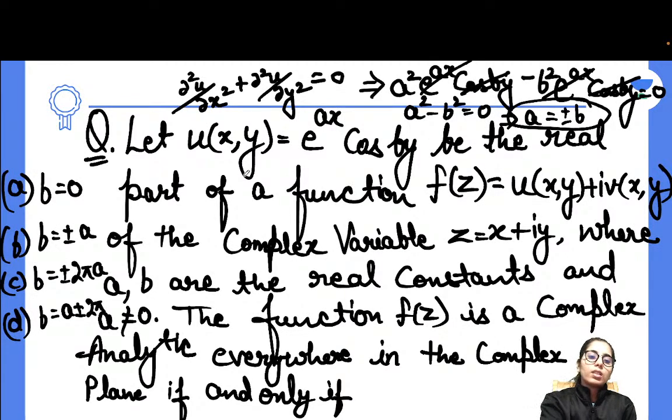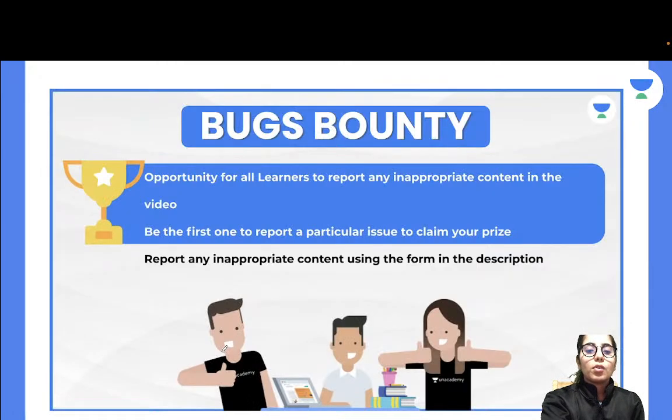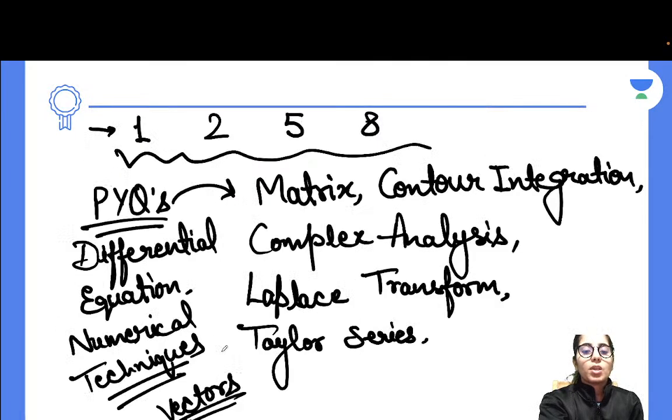Hence, your answer, that is option B, will be the correct answer. So what we have discussed here is that we can go for the harmonic function condition, because that is associated with the analytic function parts, like the real and the imaginary separate parts, and that's how we can solve it.